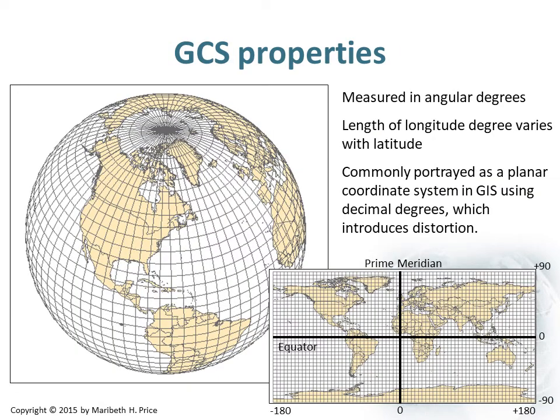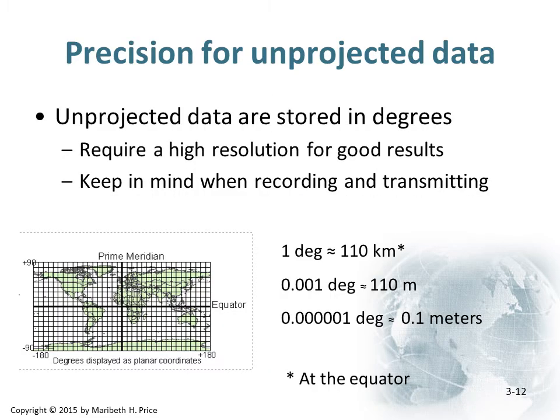So what sort of properties go along with our GCS? It's angular degrees, but we need to know a little bit more. We need to know the shape of the thing that we're measuring the degrees on. If you have unprojected data, in other words data that's in a GCS, 1 degree is about 110 kilometers. Think about that. It makes it really hard to do accurate work in a GCS.